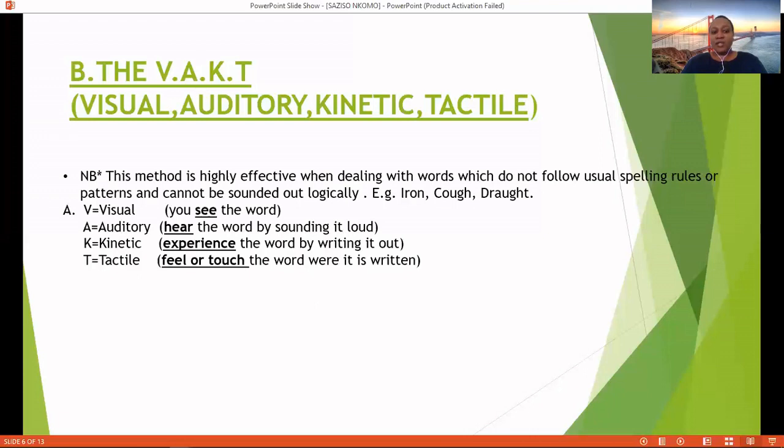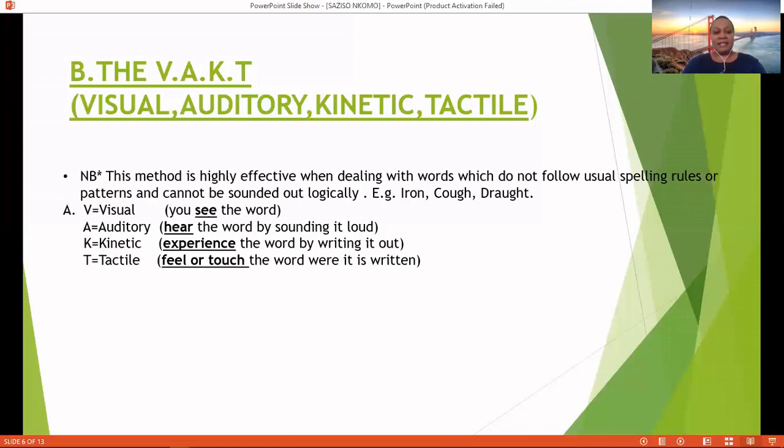Then our A, which is auditory, that is hear the word. Hear the word by sounding it loud. Read the word loudly. Sound it. And as you hear the word, it registers in your mind as well, and you link it with what you saw and what you now hear. Think of the word syllabification. When you voice it out and you have already seen it, you can start writing it.